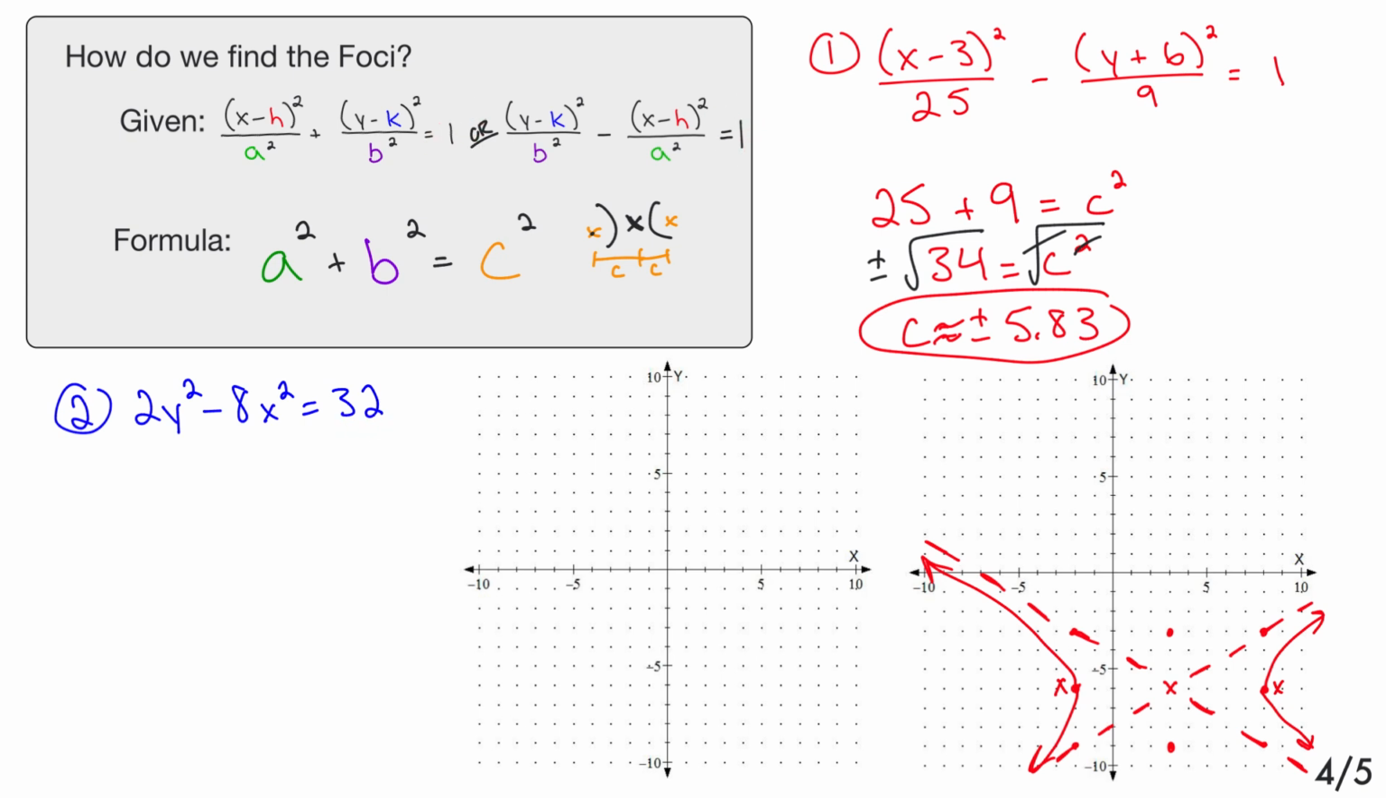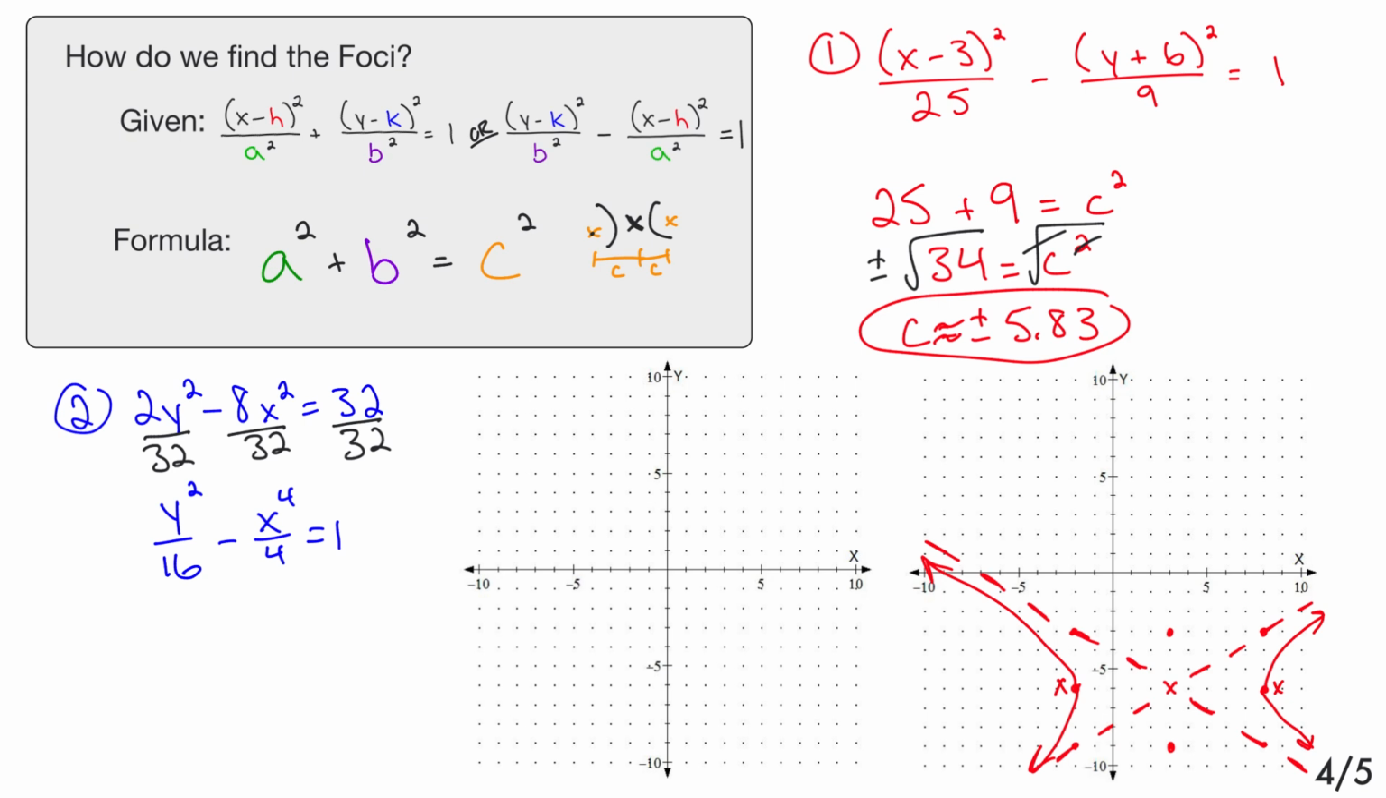So I'm actually going to take the entire equation and divide everything by 32, because that's my biggest problem: I need this to be equal to 1. Once we accomplish that, we're going to get 2y squared over 32. 2 divided by 32 simplifies into 1 over 16. And then 8 over 32 would turn into 1 over 4. So this is going to be x squared divided by 4 equals 1. And now we're in a format that we like.